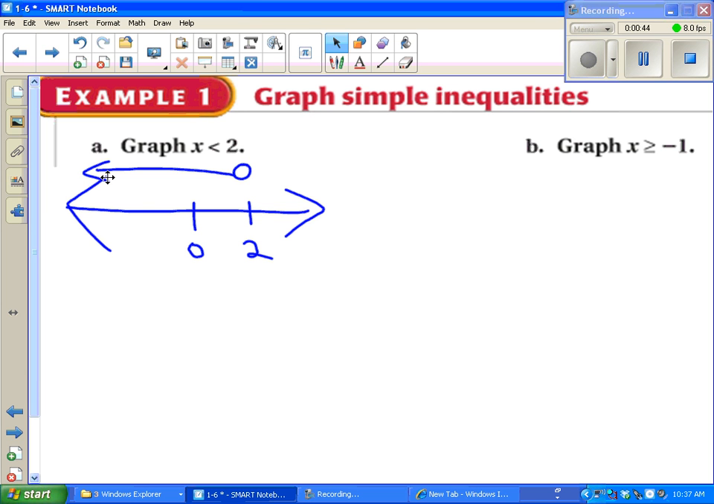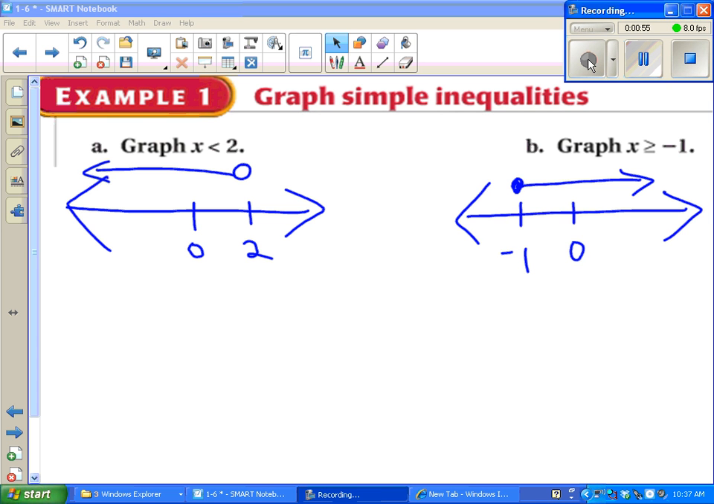A similar process is going to go into graphing x is greater than or equal to -1. This time we see the greater than, that means shade to the right, and the or equal to means we fill in that dot. Like so.